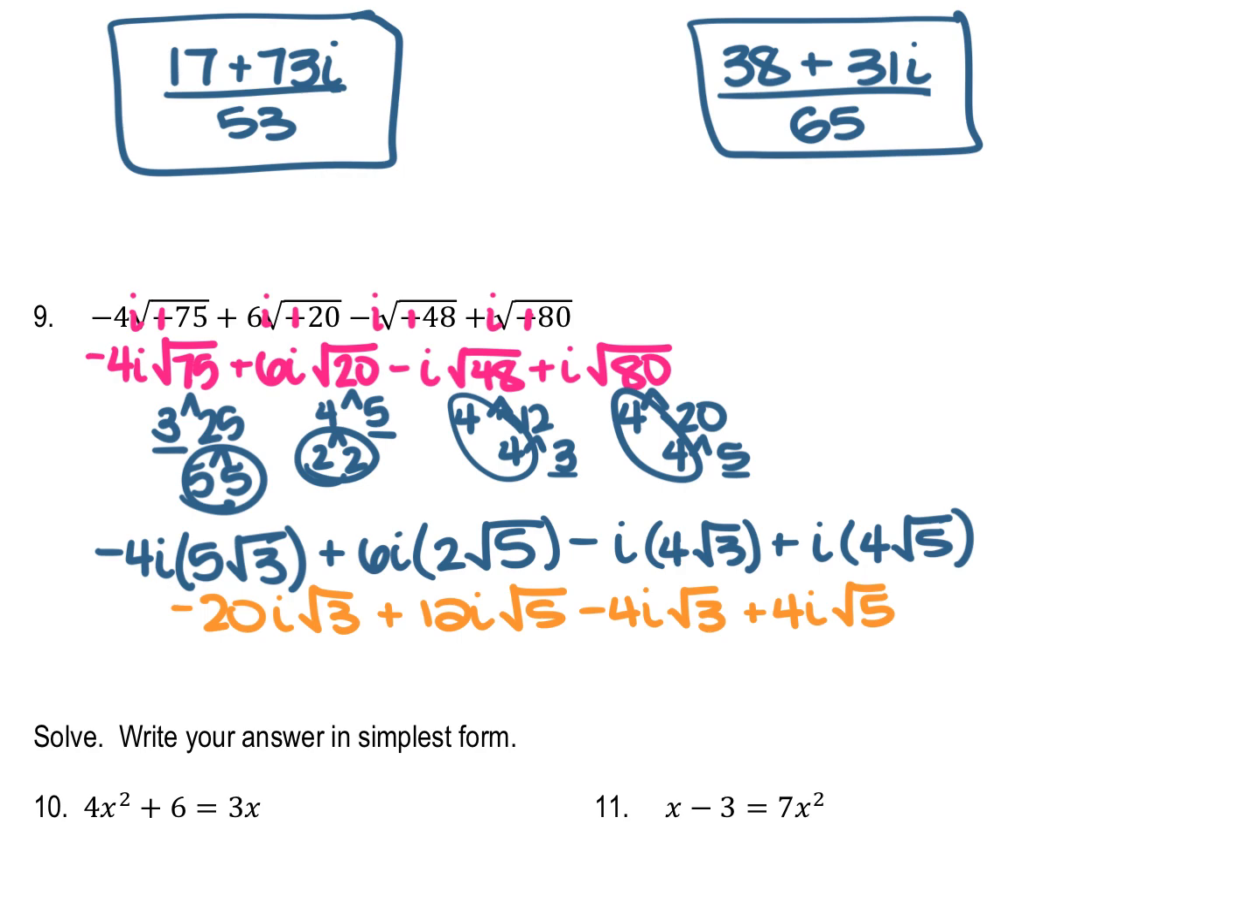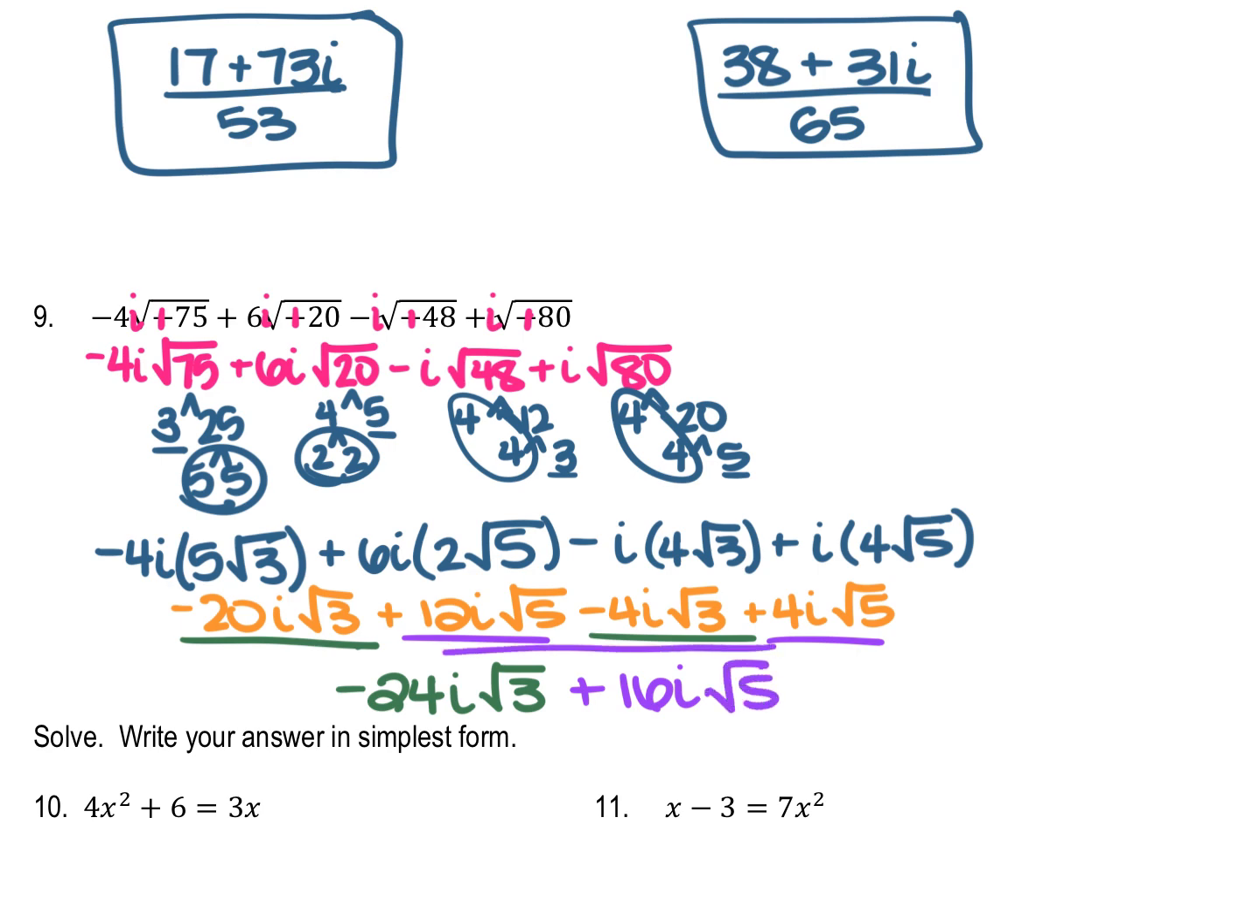You are going to combine like terms from there. The negative 20i square root 3 is a like term to the negative 4i square root 3. So that gives you negative 24i square root 3. Lastly, the 12i square root 5 and the 4i square root 5 are like terms. So that leaves you with 16i square root 5. So your answer for this one is just negative 24i square root 3 plus 16i square root 5.